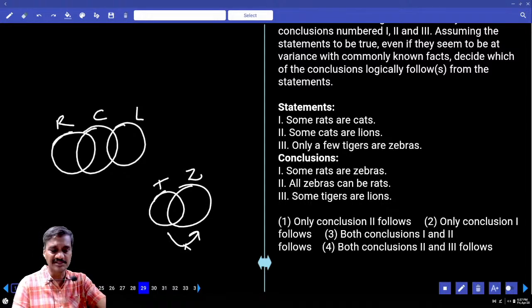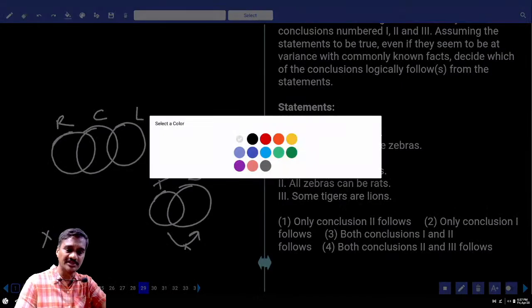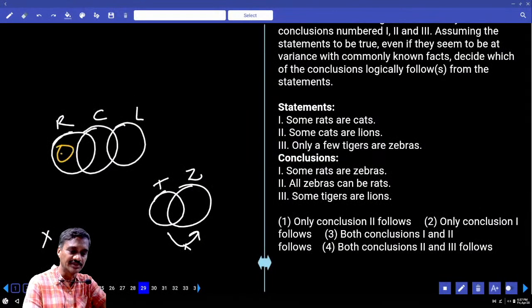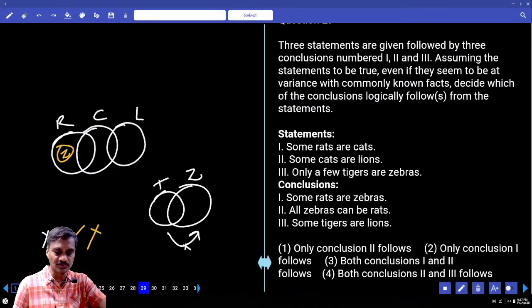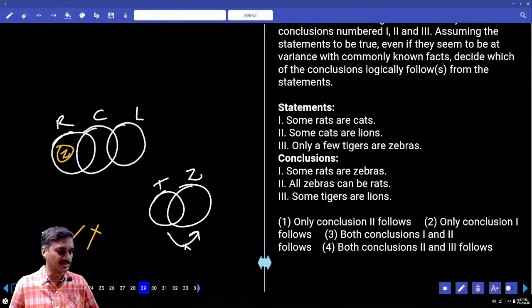Then some rats are zebras: no intersection between these two, but all zebras can be rats, so we can write zebra at this place. Hence it is false. Some tigers are lions: tiger and lion have no intersection. Hence only conclusion 2 follows. The 29th one is choice 1.